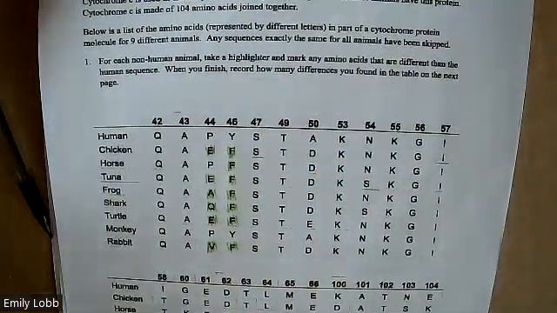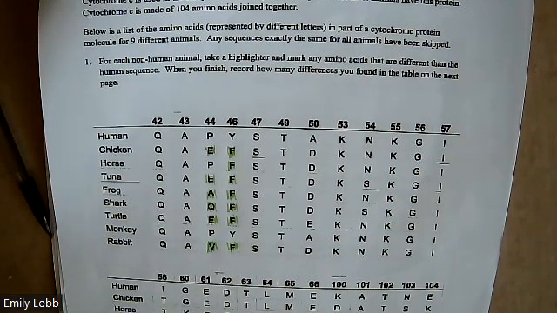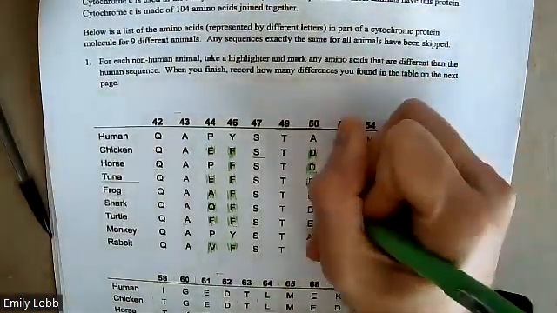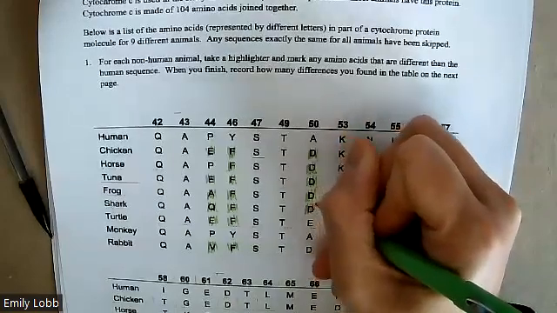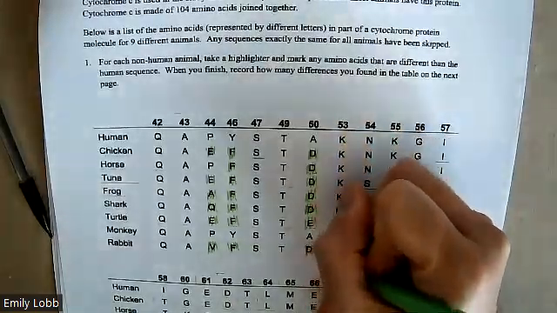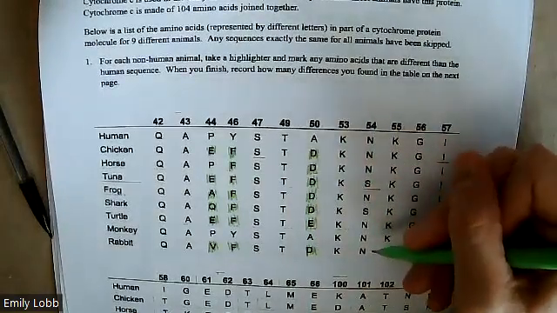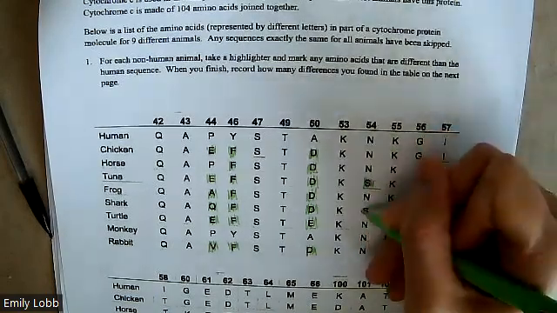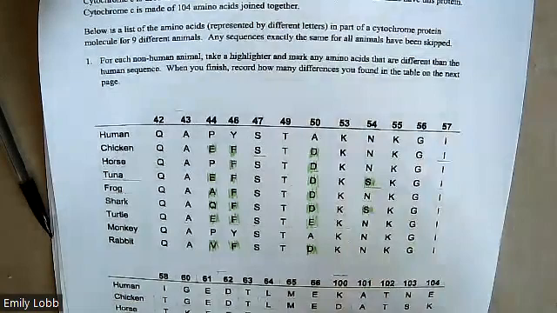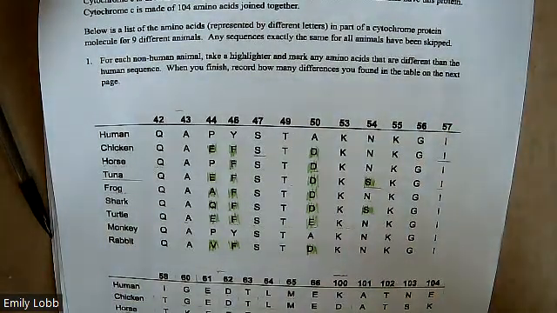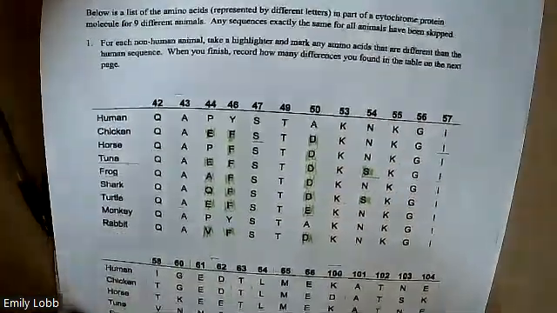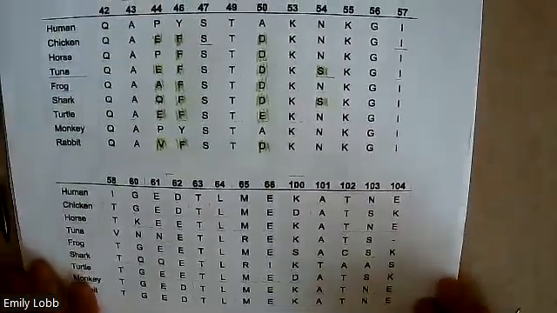And then we go to the bottom row. 47, they're all the same. 49, they're all the same. 50, we're highlighting anything that's not A. 53 is all the same. 54, anything that's not N. We do the same thing to the next one. 56 and 57, those last 3 columns are all the same. 58, anything that's not I.